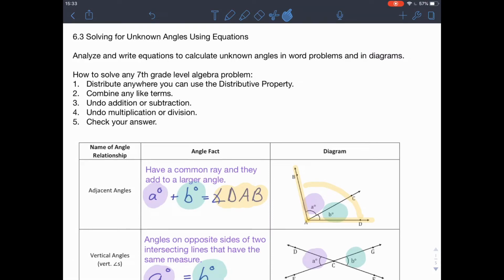Hello everyone, and welcome to 7th grade Math Module 6, Geometry. In this video, we're looking at Lesson 3, Solving for Unknown Angles Using Equations.